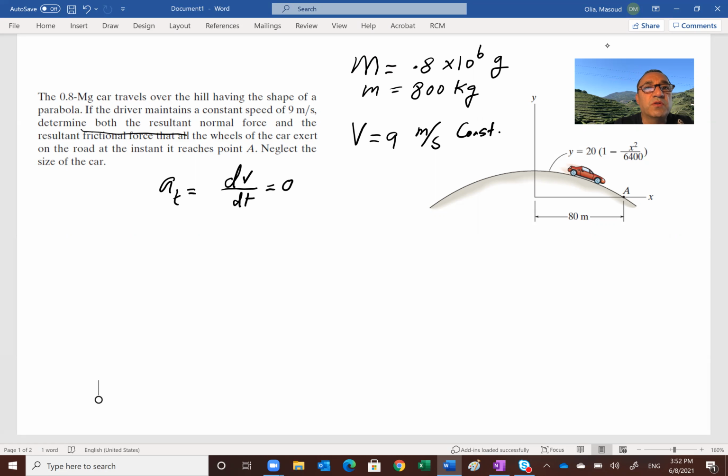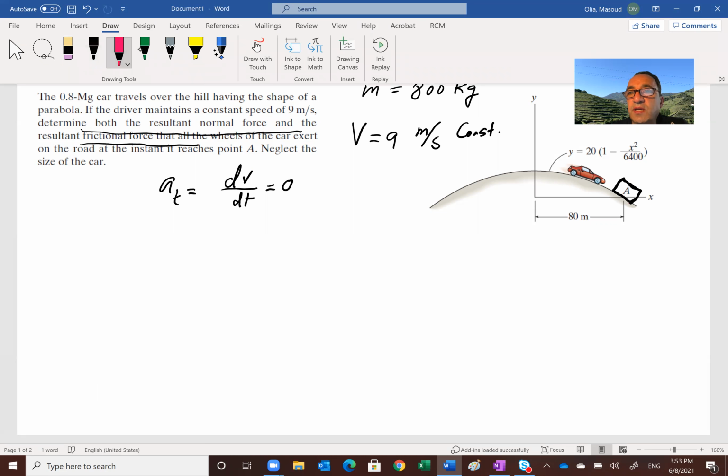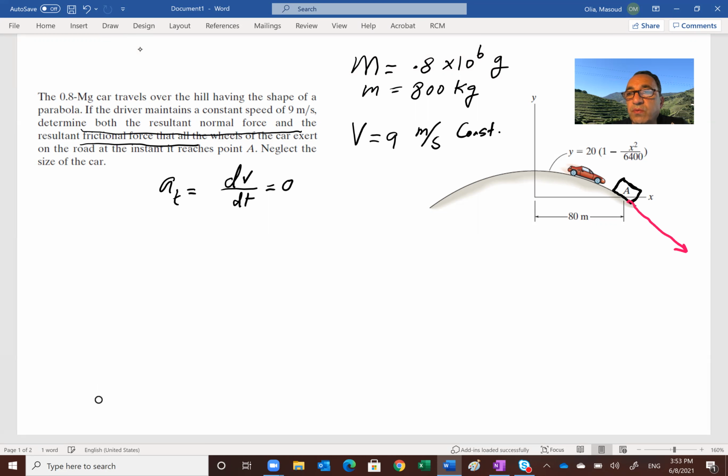Determine both the resultant normal force and the resultant frictional force that the wheel of the car exerts on the road at the instant it reaches point A. So we want to do this at point A, right here, where the car reaches this position. Let me show you what the axes are going to be. This is the tangential axis, tangent to the path, and perpendicular to that would be the normal axis.